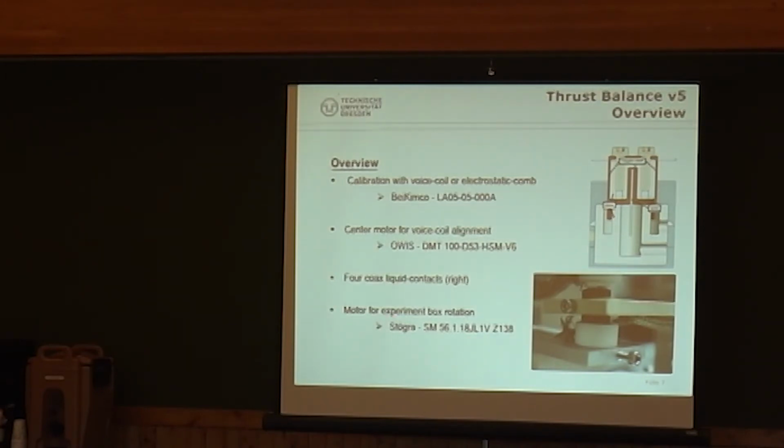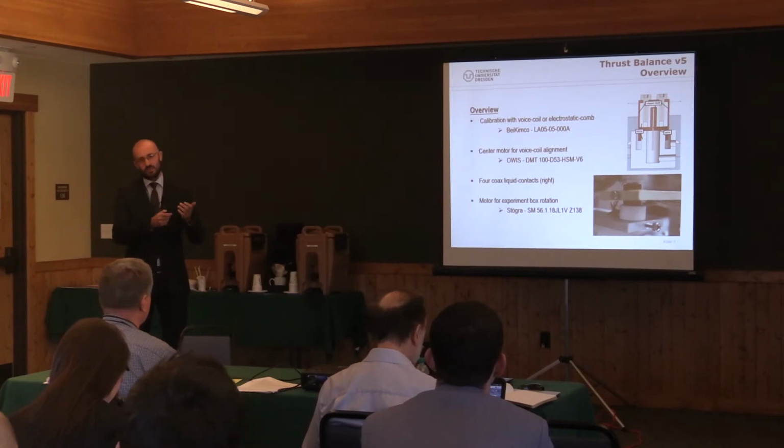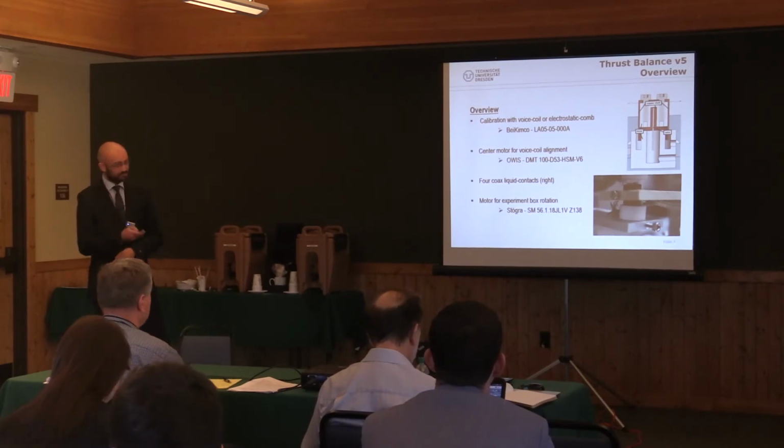Another thing we have on our balance is a motor to rotate our experiments, because it's very annoying when you want to do a 180-degree test and you have to open the vacuum chamber, turn it, pressurize it again, and so on. So we have a motor, and we can do it from the outside.